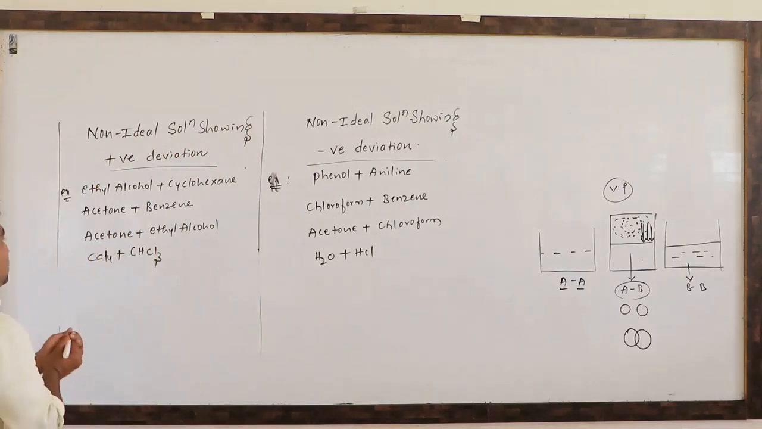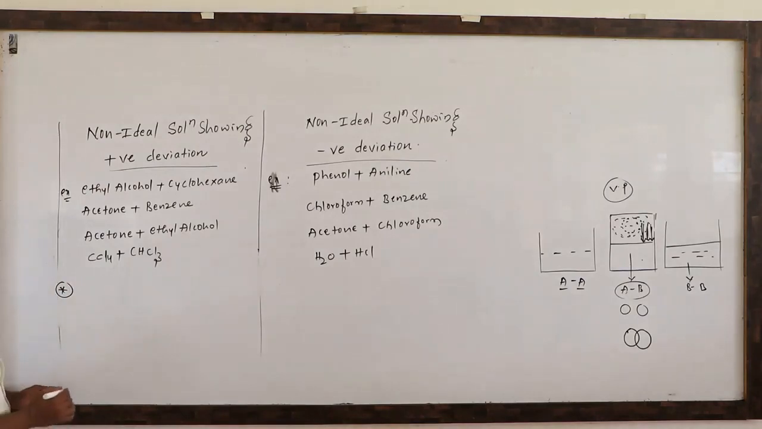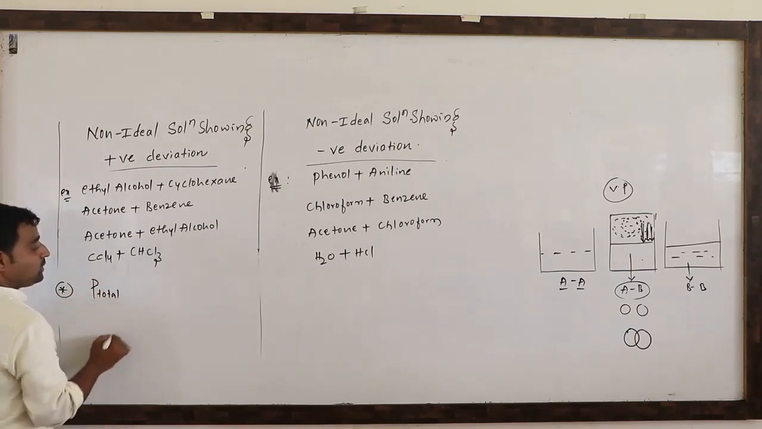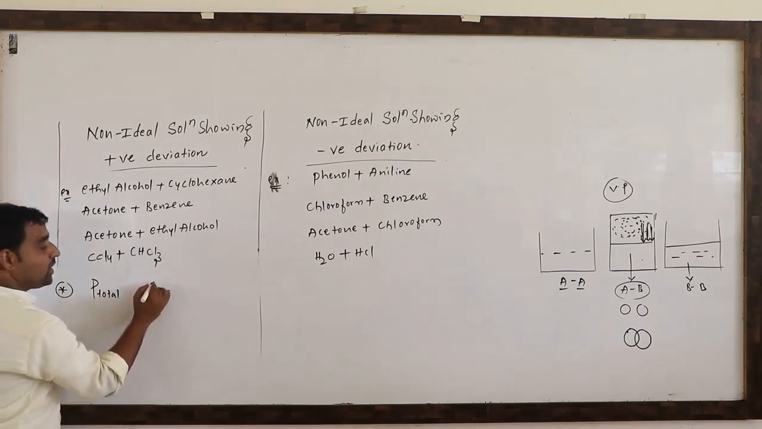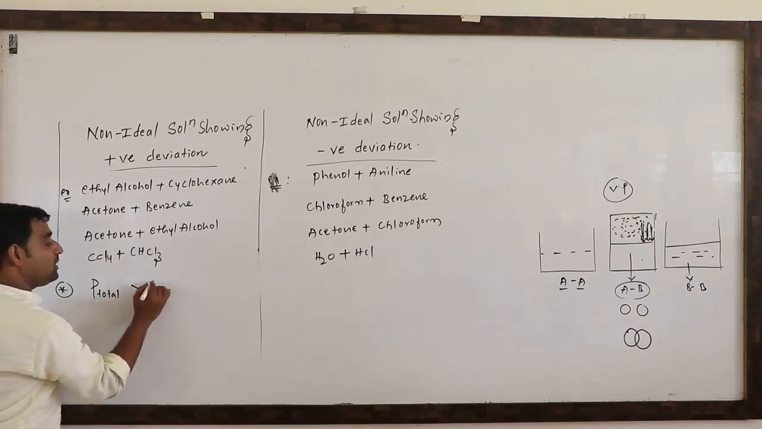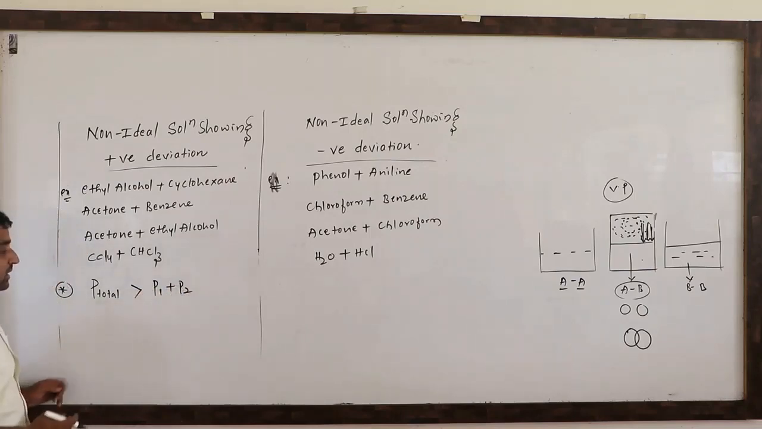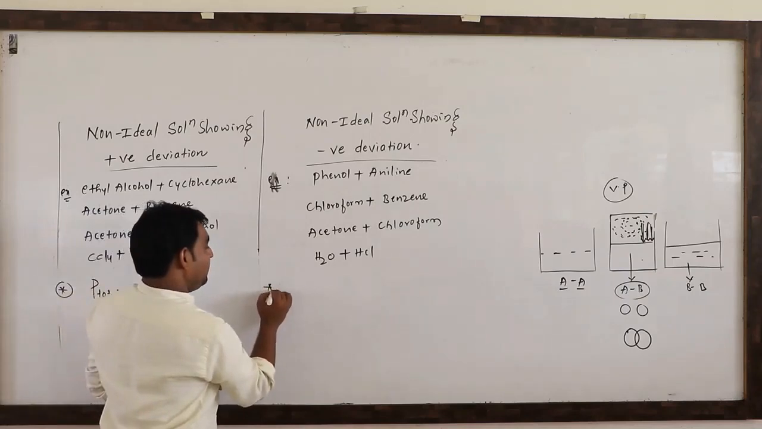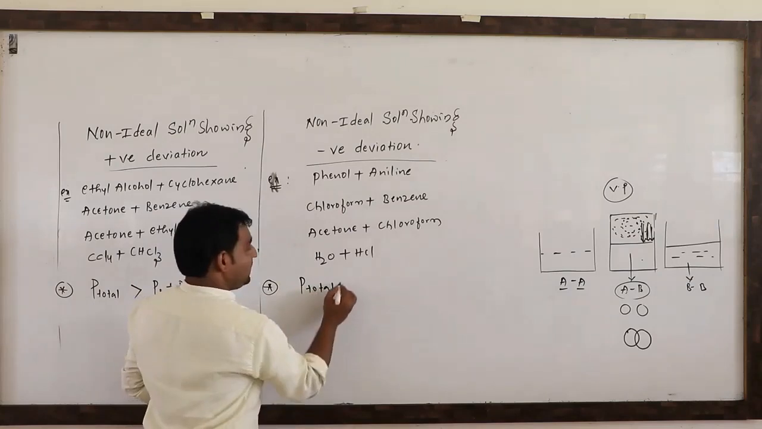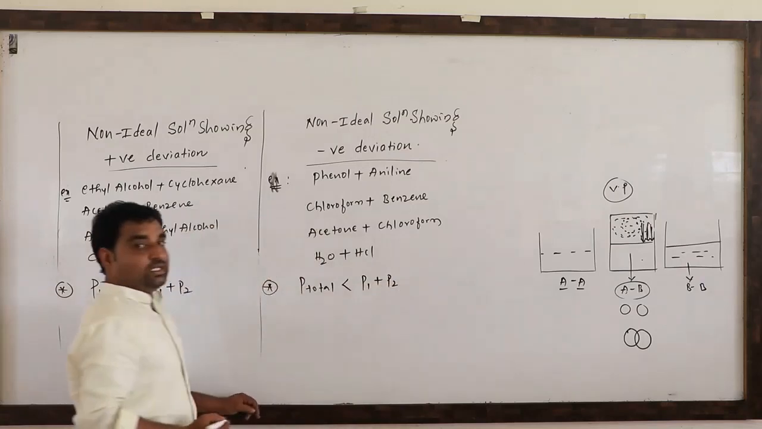Also, here is one more difference you can remember. In a non-ideal solution showing positive deviation, the total vapor pressure of the solution is not equal to the combined vapor pressure of the components. P total is more than P1 plus P2, the partial vapor pressures of the components present in the solution. In negative deviation solutions, P total is less than the partial vapor pressures of the components present in the solution.